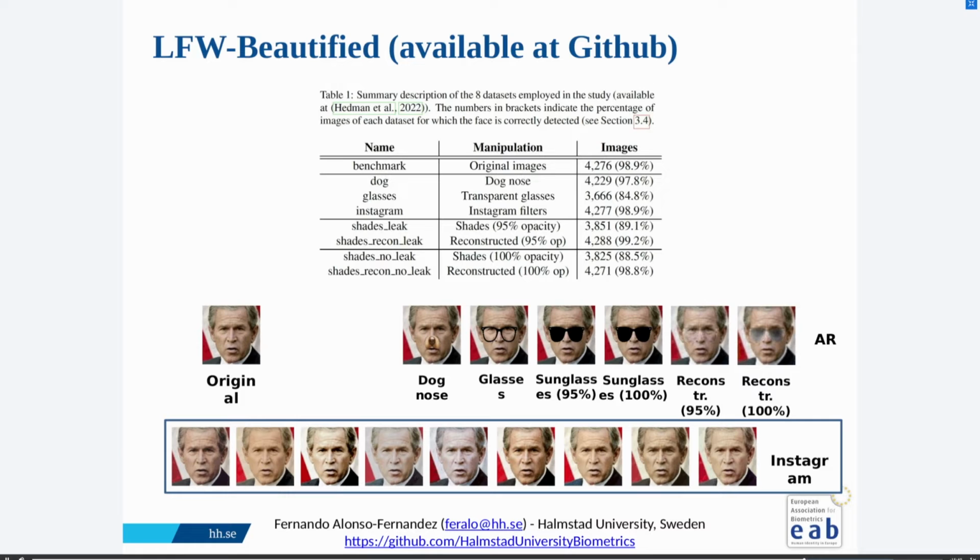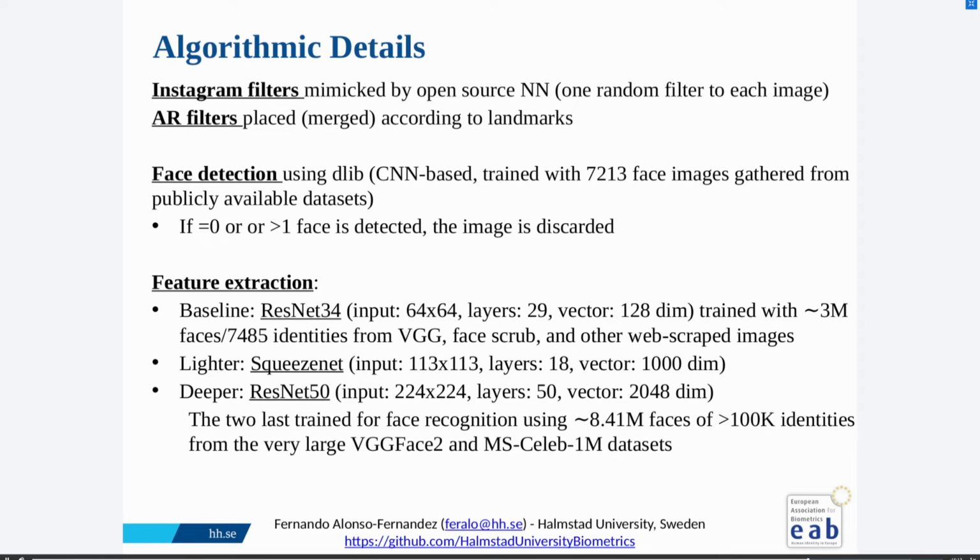These are the names that we have employed in the paper, but they are not relevant here. And you have on the right side the number of images of each database. And you see that the numbers are different. There are percentages there that I will comment on in a while. But what it means is that face detection is not having the same performance on each database. So I will explain this in a while. Before that, some algorithmic details.